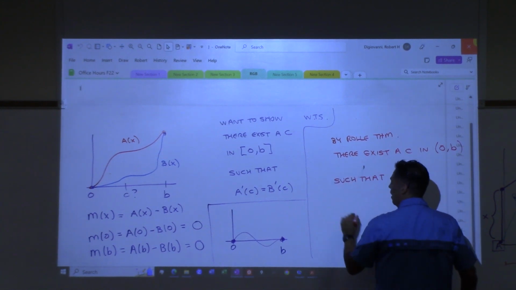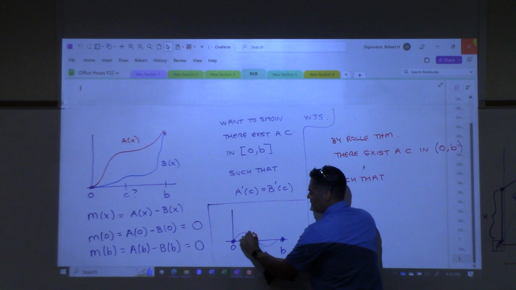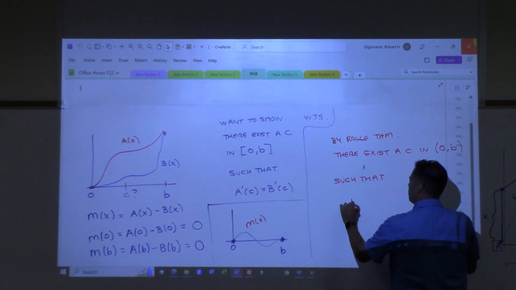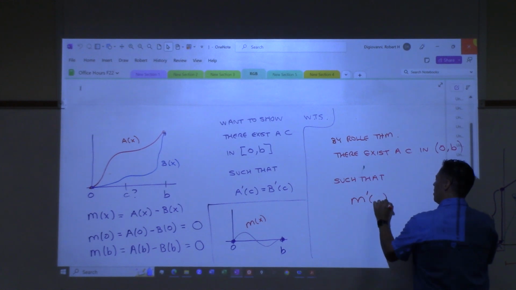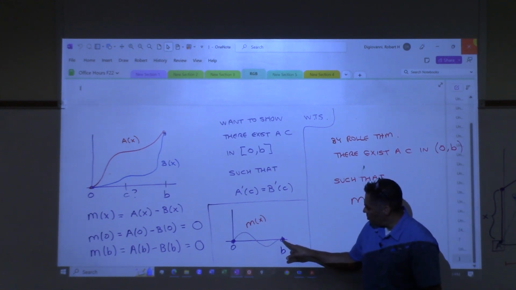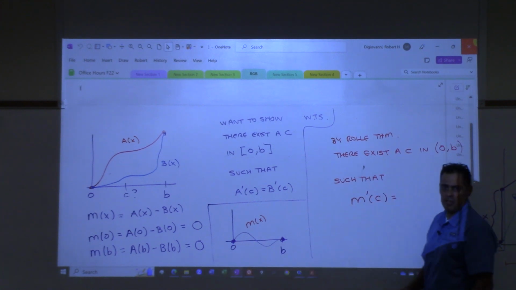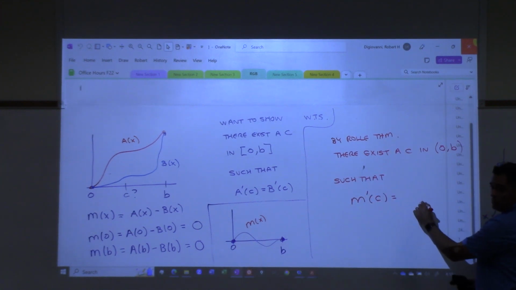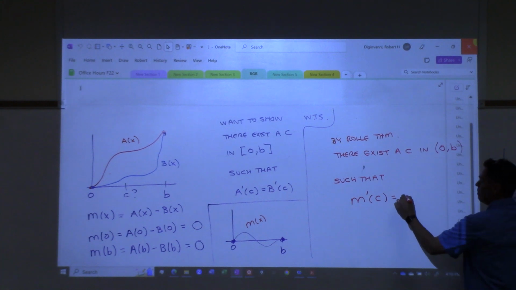The derivative of what function? What function is this graphed? This is m, right? This is m of x. Such that the derivative of m at what value? C must be equal to the slope of the line connecting these two points, which is 0. Isn't it just 0 because it's flat? Yeah?